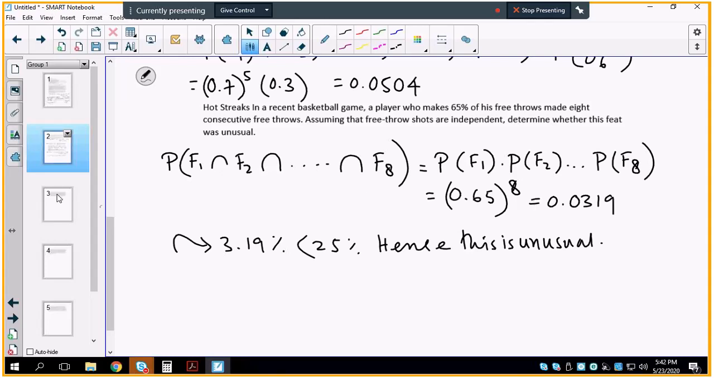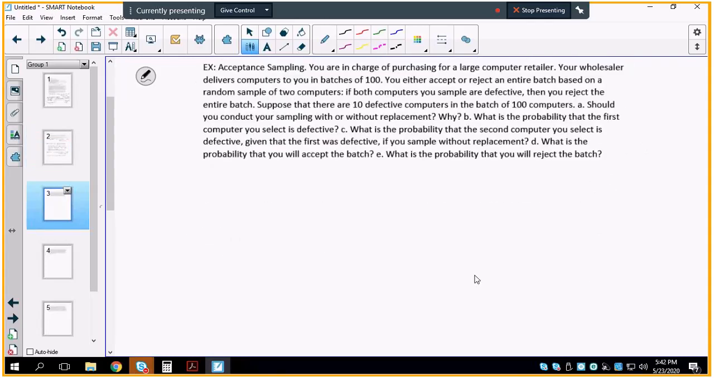We go to our next problem. This is about acceptance sampling. You are in charge of purchasing for a large computer retailer. Your wholesaler delivers computers to you in batches of 100. You either accept or reject the entire batch based on a random sample of 2 computers. If both computers you sample are defective, then you reject the entire batch. Suppose that there are 10 defective computers in the batch of 100 computers. Should you conduct your sampling with or without replacement?